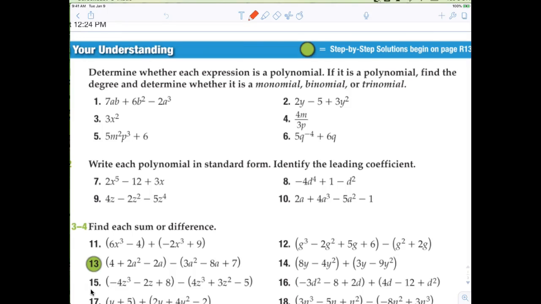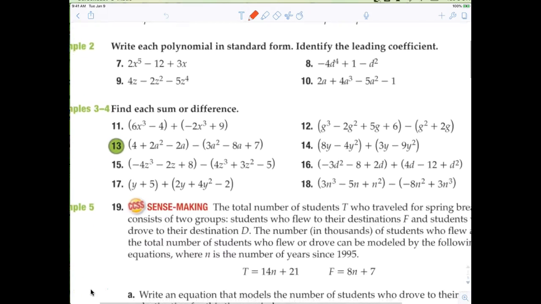Now let's talk about standard form and how simple standard form is. Standard form is just simply writing the variables in descending order, from the largest exponent to the what? Smallest exponent. That's how simple this next section is. All right, so let's look at question number 7.